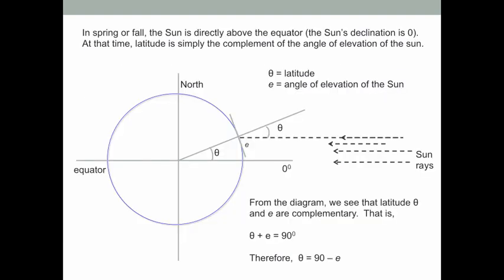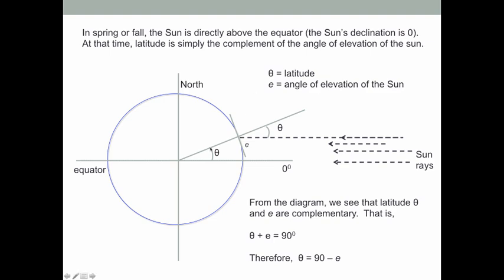Well, in spring or fall, when the sun is directly above the equator, the sun's declination is 0. At that time, the latitude is simply the complement of the angle of elevation of the sun. You see in the diagram here, theta is the latitude. It's an angle that's measured from 0 degrees horizontal. And that angle theta is the same as the complement of the angle of elevation. You see the E there is the angle of elevation. It's the angle measured to the sun.